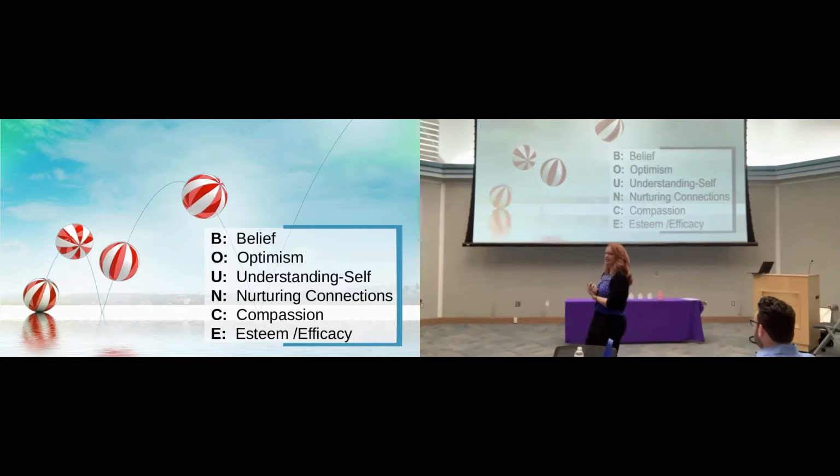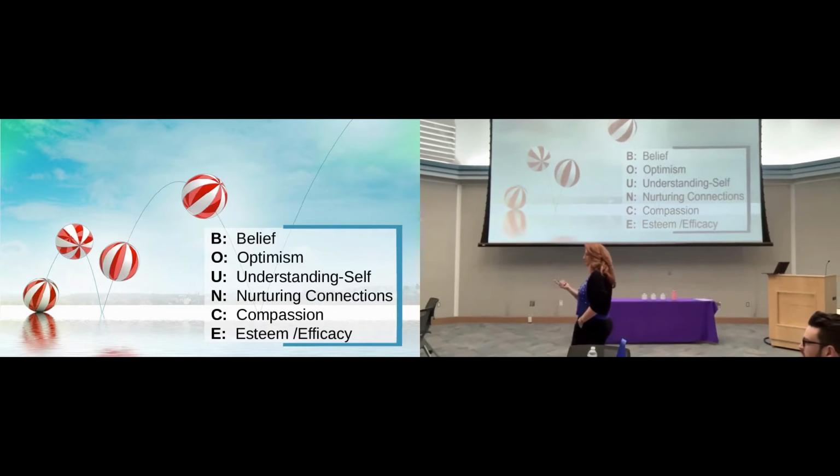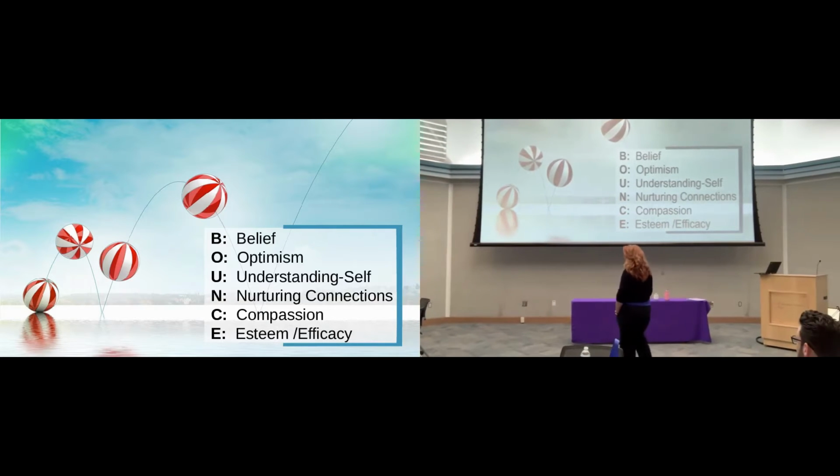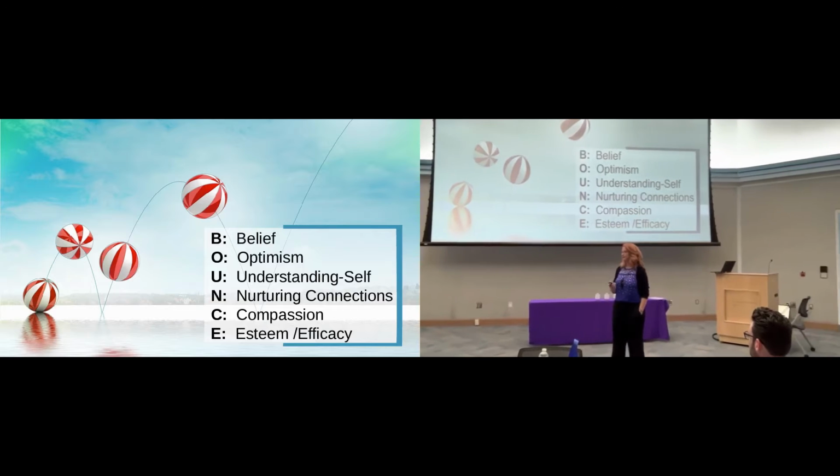So B.O.U.N.C.E is actually an acronym for 6 different steps on how to bounce back from setbacks. The first step, B, is a sense of belief. O is optimism. U is understanding self. N is nurturing connection. C is compassion. And E is esteem or efficacy.